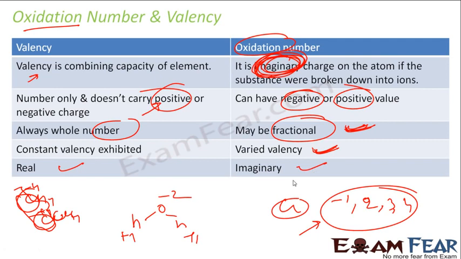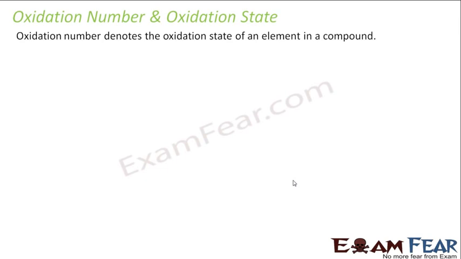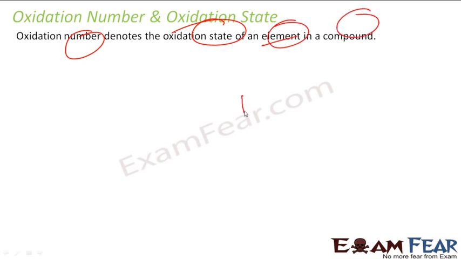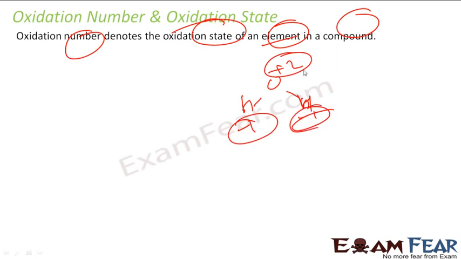But oxidation number is pretty useful. We'll see that. Oxidation state and oxidation number are almost linked. Oxidation number is nothing but the oxidation state of the element in a compound. So I have an element in a compound like water, and for each element, hydrogen and oxygen, you want to find the oxidation state. This is +1, this is +1, this is -2. These are my oxidation numbers, the oxidation state of the element.